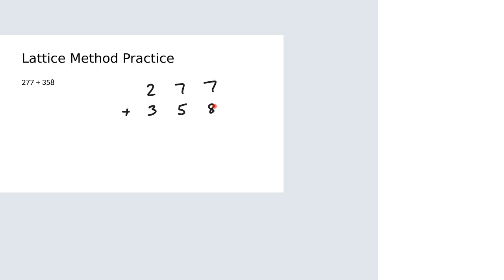I'm not going to make a poll because I'm pretty sure you'll get the right answer, but I want you to just take a minute, see if you can set up the lattice and add these two numbers using the lattice method.